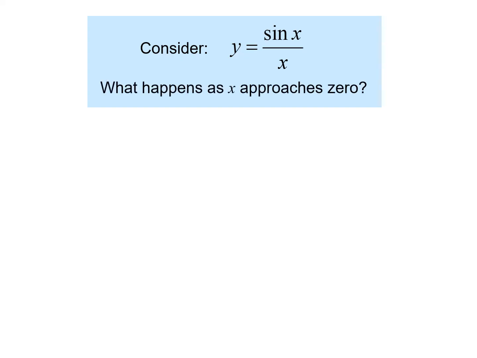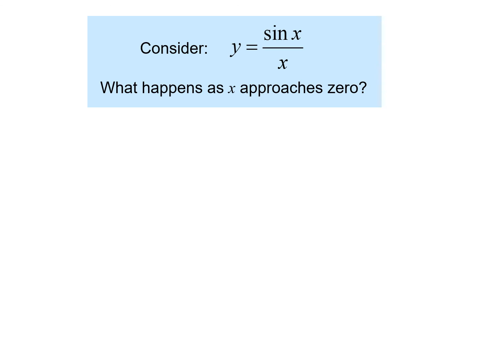So first, I want to consider the function y equals sine x divided by x. And my question is, what happens as x approaches 0? If you think about plugging in 0 for x, on the top you would get sine of 0, and we know that's 0. On the bottom we would get 0, and we know we can't divide by 0. So simply substituting in the value of 0 does not give us an answer.